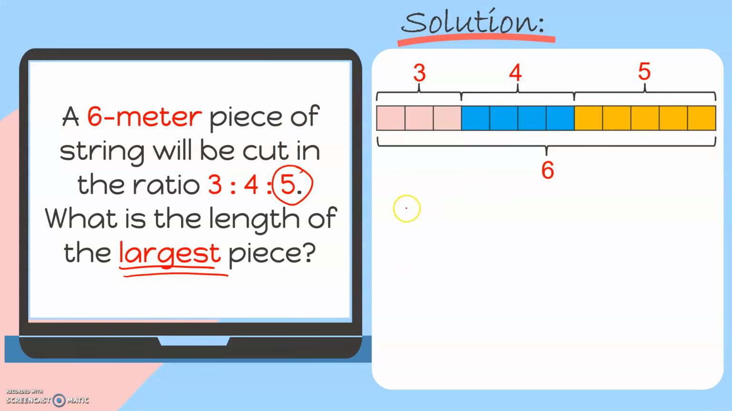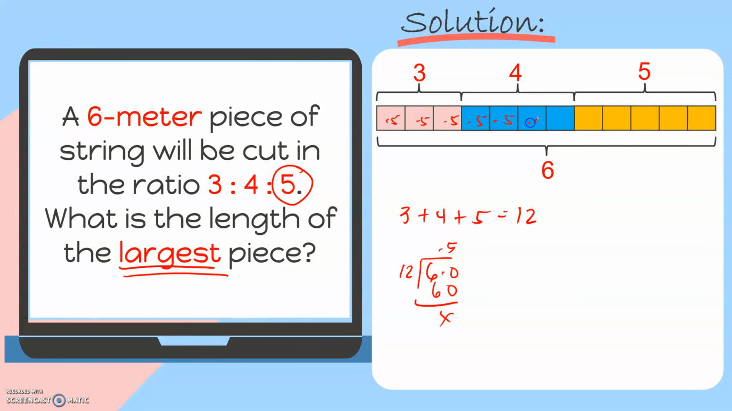Okay, so first let us add all the numbers in the ratio. That will be 3 parts plus 4 parts plus 5 parts. That will give us 12 parts. Therefore, the whole, which is 6 meters, is actually divided into 12 parts. Now let's divide. That will give us 0.5. Okay. So each part here is equal to 0.5.